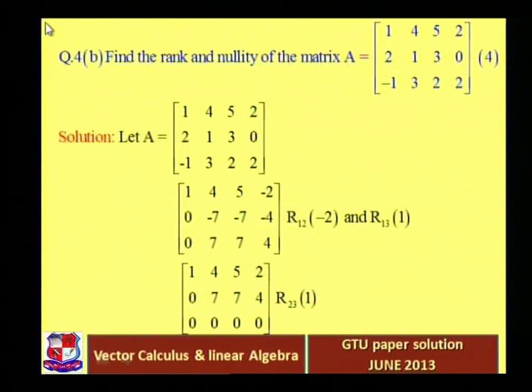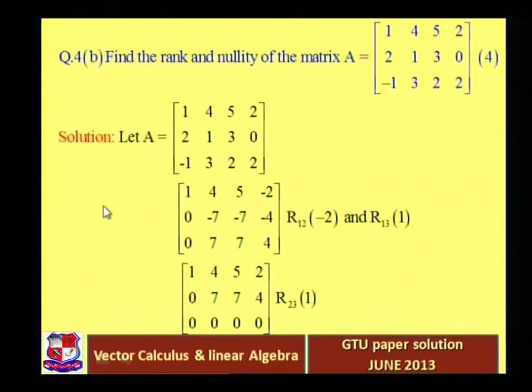Next question, question 4b. Find the rank and nullity of the matrix A, where A is a 3 cross 4 matrix. The first row is minus 1, 4, 5, 2, the second row is 2, 1, 3, 0, and the third row is minus 1, 3, 2, 2. This question was asked for 4 marks.